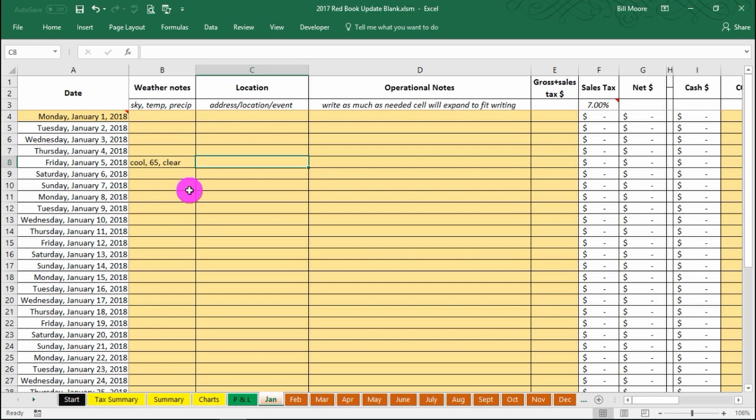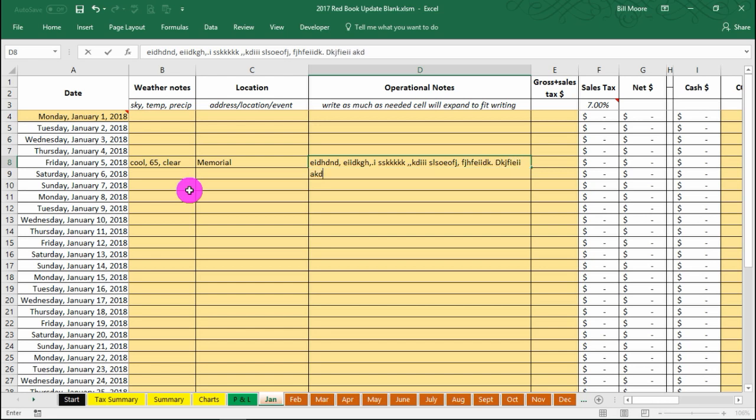The address of the event is whatever you need to know or need to write down to remind yourself where you were. Like a street, a cross street, or a physical address if you're doing a specific event that you don't normally do all the time. And then just write down whatever information you need to help you remember what happened on that particular day. These cells will expand as you write in information, and you can put in whatever you want just to help you to remember what goes on.